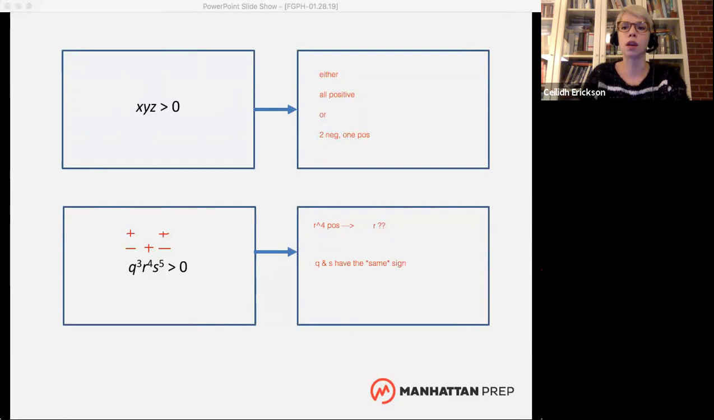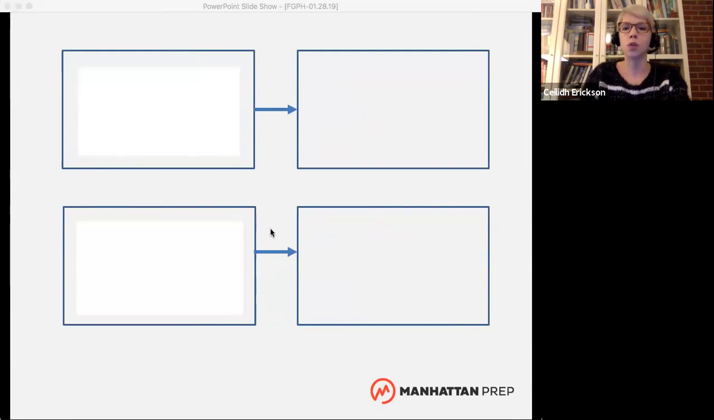Let's do this. I'm going to clear these. I'll just make some new flashcards here. How would you translate, let's say, AC squared over B cubed is negative. And then translate this one. Try those.